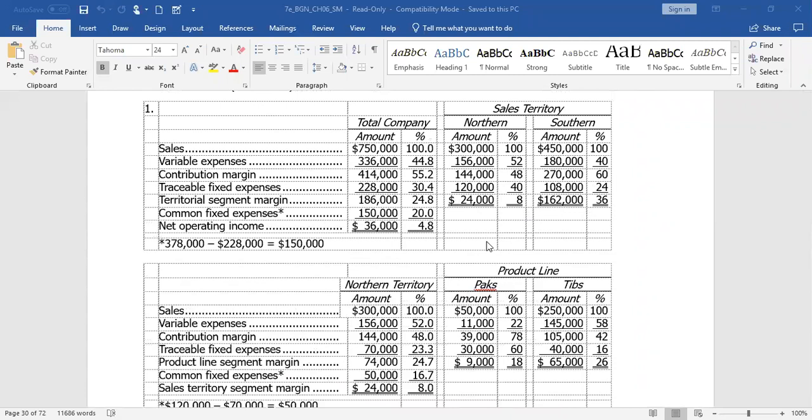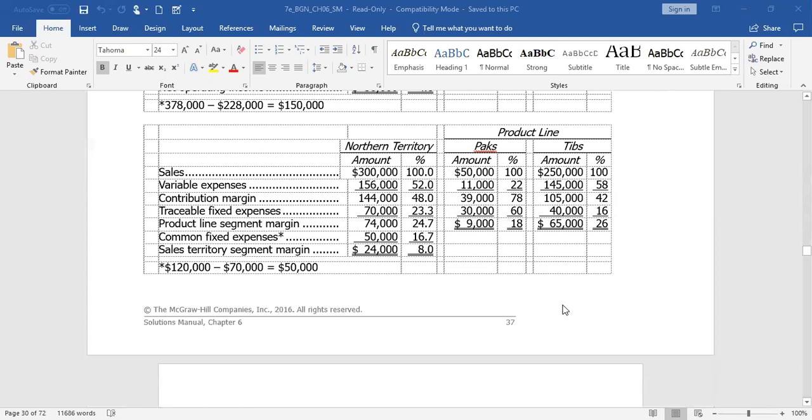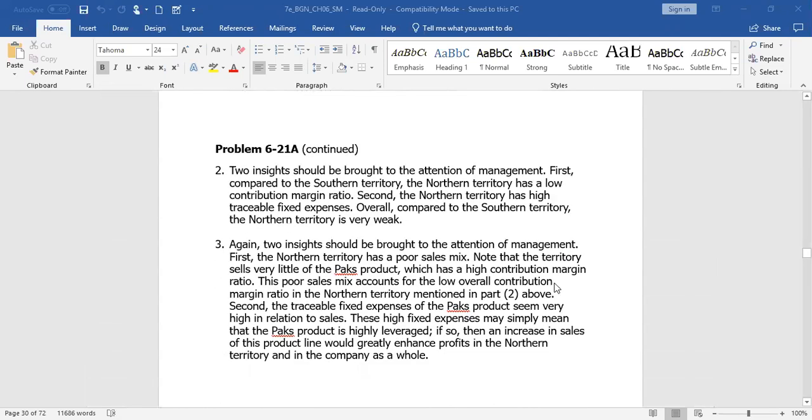Now, look at these statements for the Northern Territory segmented by the product lines. What do you see there? So you're going to do that same kind of analysis. Take a look at the variable expenses. Tips is 58%, where packs is only 22%. But then look at the traceable expenses, 60% to packs, 16% to tips. Packs ends up being the weaker of the 2 lines, it looks like.